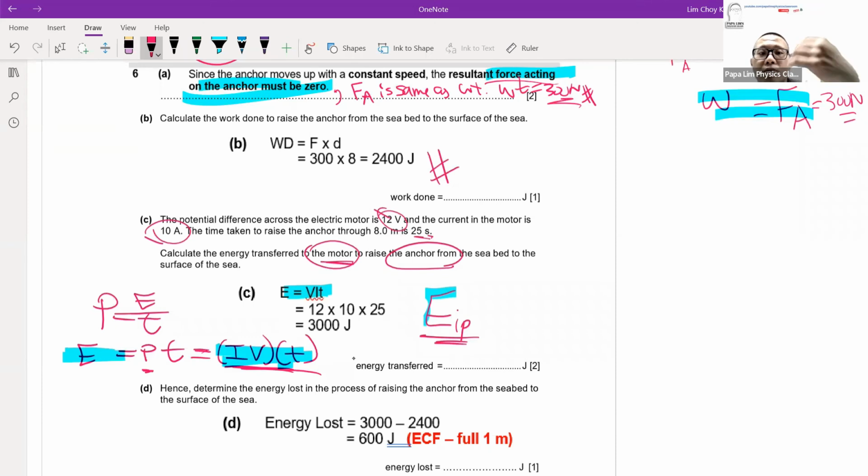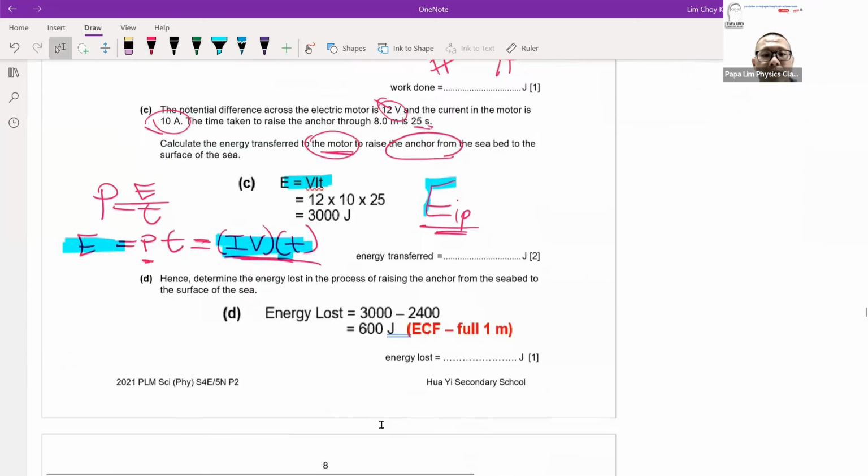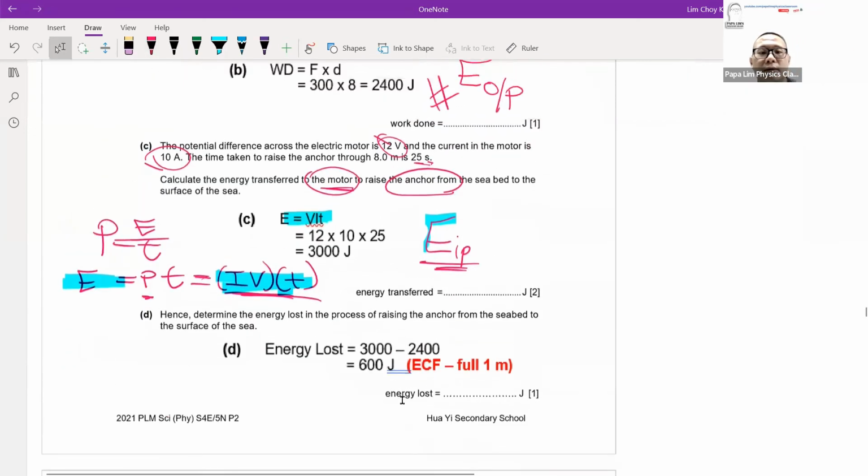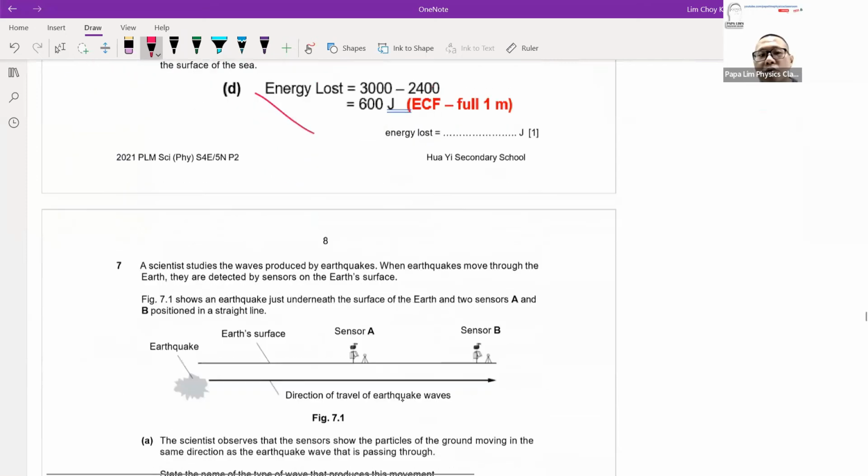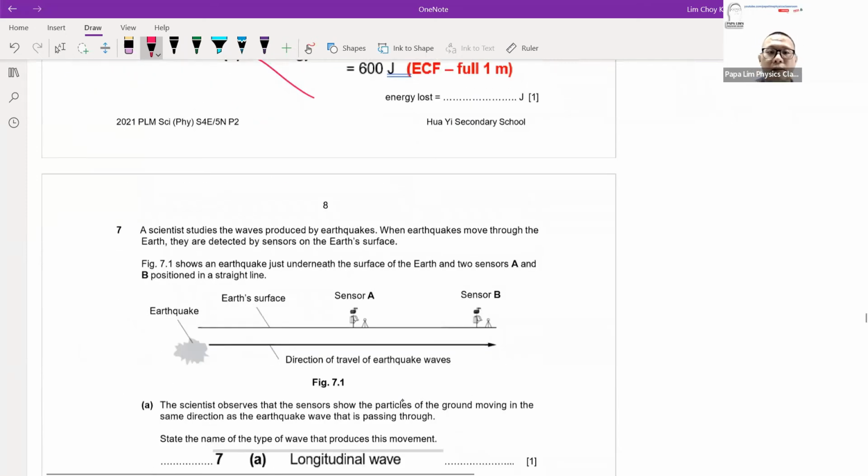What does it do? It used to do work to leave the anchor. So this is actually what we call the energy output. After that, there's definitely a loss, and the loss will be the difference between them. I will get a loss of 600 joules. So it could be energy lost to overcome the current, or it could be energy loss due to the motor itself, the internal parts.